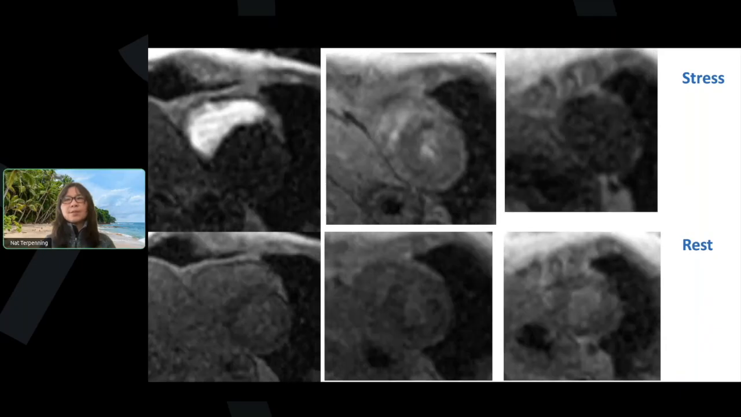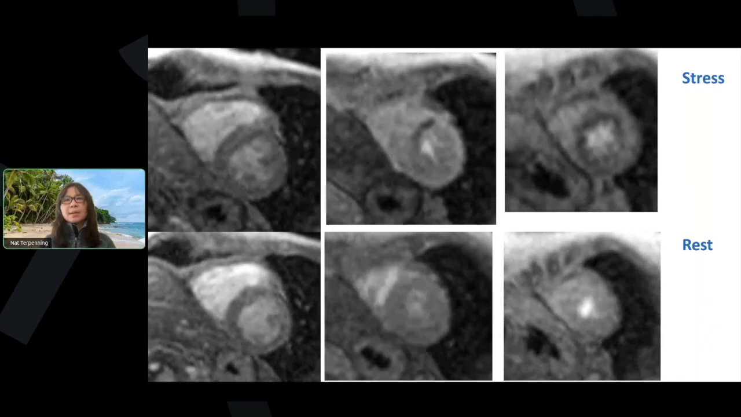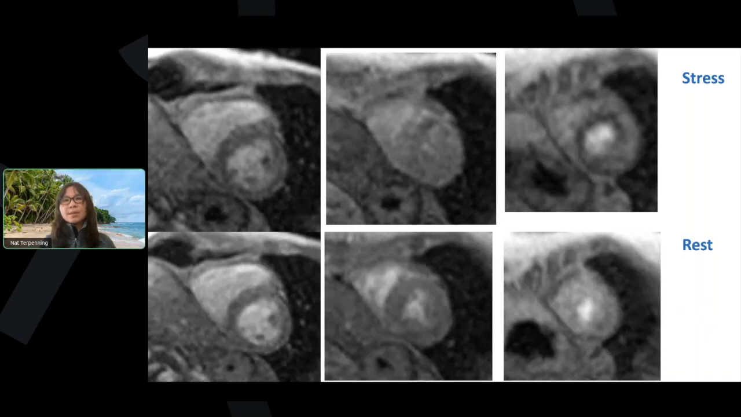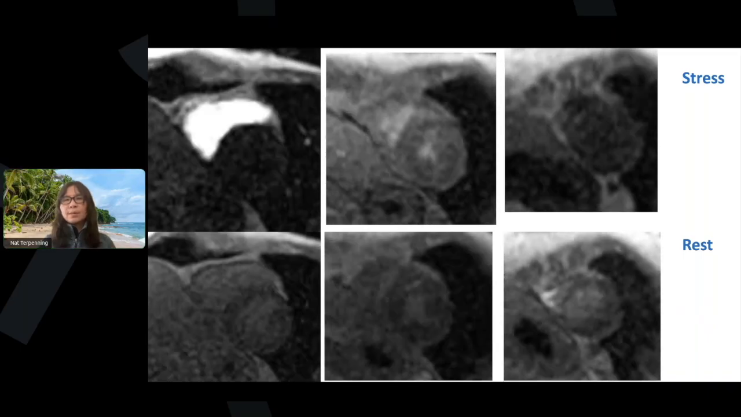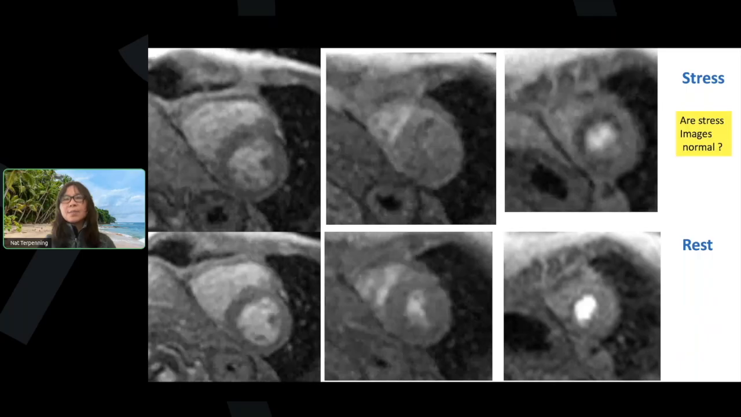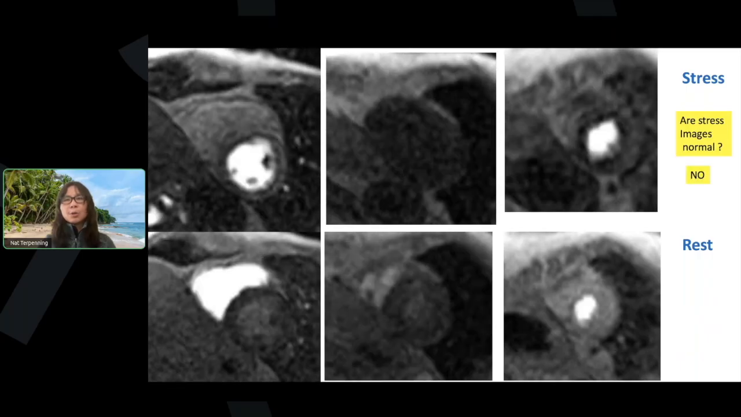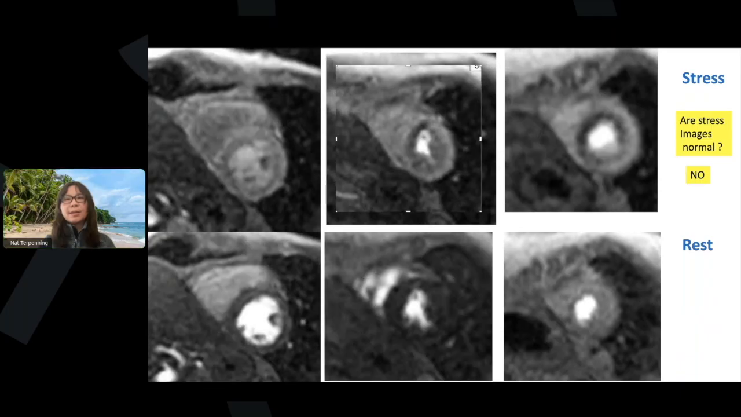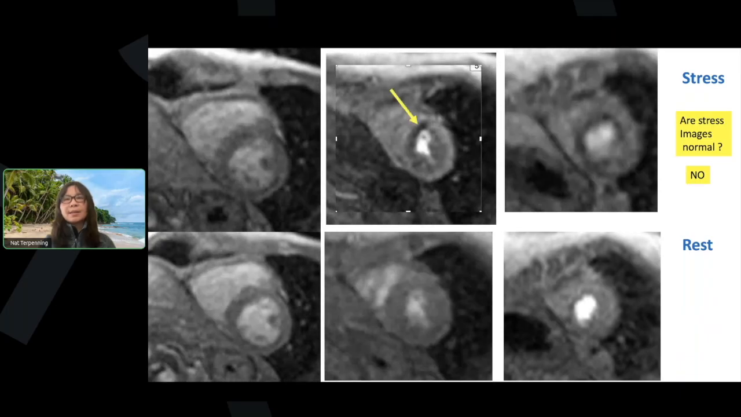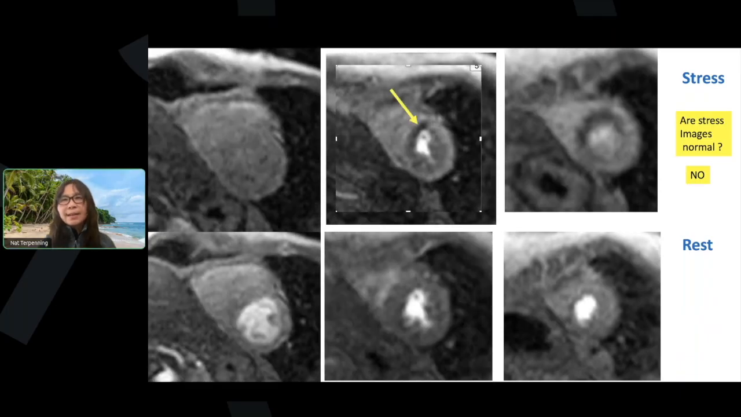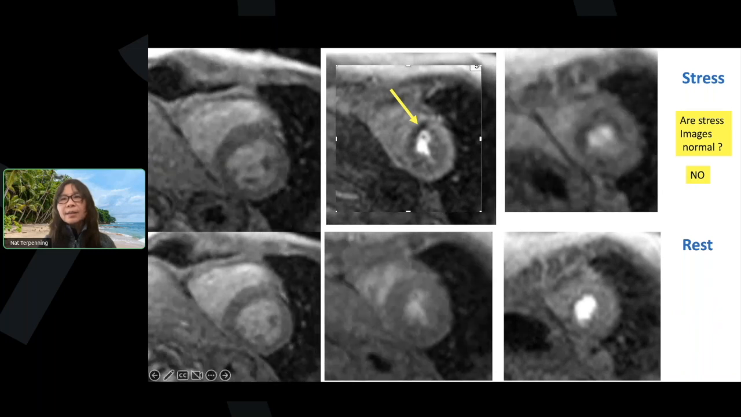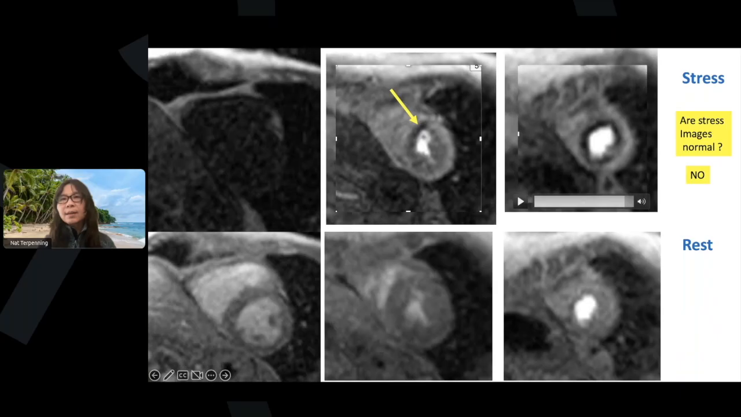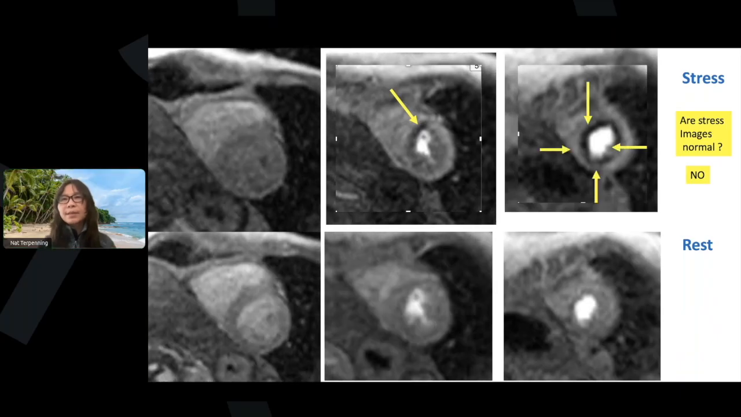So now you can compare the upper row and the lower row images. You can see that there's something really wrong. Are the stress images normal? No, it's not, right? It's abnormal here. It has a perfusion defect there. On this one, you see it very obvious, it's the whole thing. So this one has a perfusion defect here.